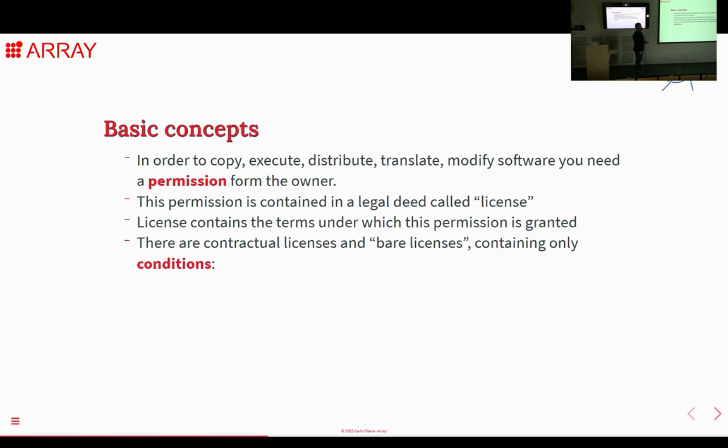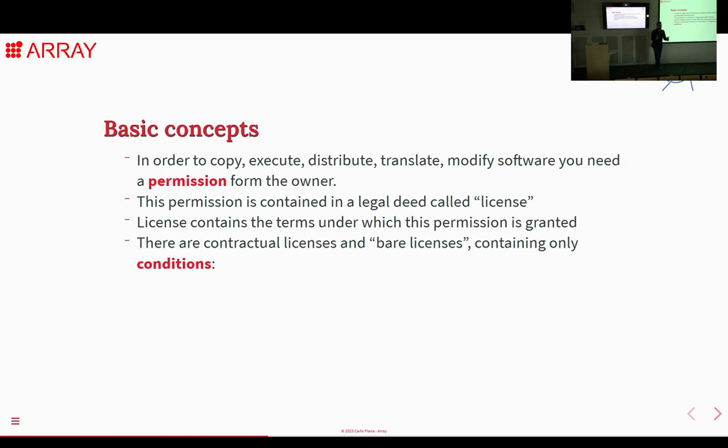And this permission is what we call a license. A license is a legal deed, is a contract, is an agreement, but a public one. We call it a deed because it's something unilateral, a promise to everybody, a deed open to everybody. So it's not I promise to you, it's I promise to everybody. And this permission has conditions. It's not just do whatever you want. There are licenses called do whatever you want, but these are very, very special. Most of them say, you can do this, but you must do that. And these things you must do are called conditions. So license means permission. Permission is conditioned.